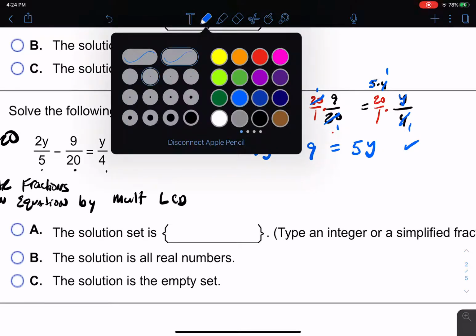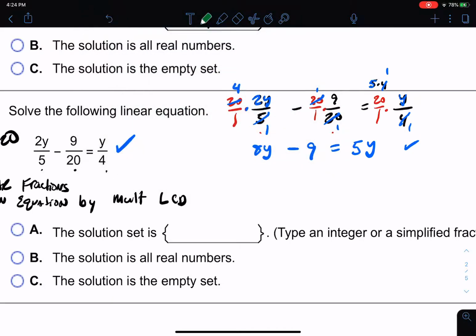So now I want to get all the y's on the same side. This is the equation. I've got y's on the left, y's on the right. I want them all on the same side. You could either put them on the left or the right. Doesn't matter.